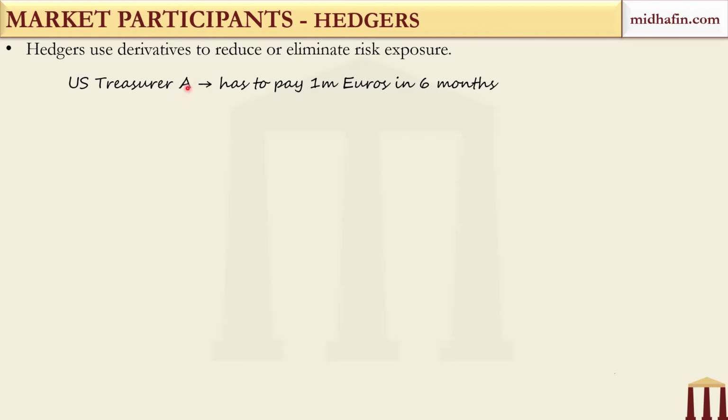So the treasurer has to pay 1 million euros. It's a US treasurer and it has to pay in foreign currency. So what is the concern for A? Again, in terms of foreign exchange, what is the concern for A? That the euro will appreciate or depreciate?